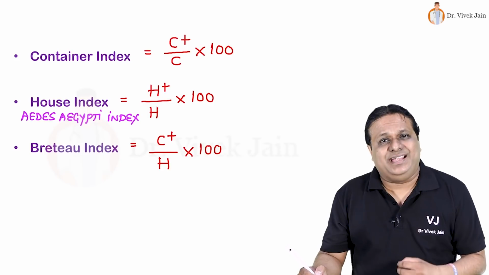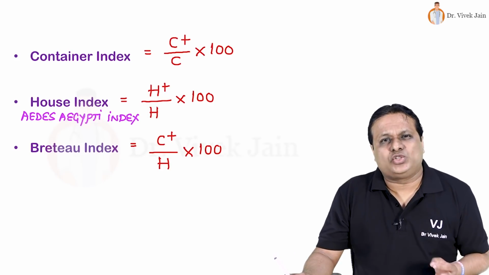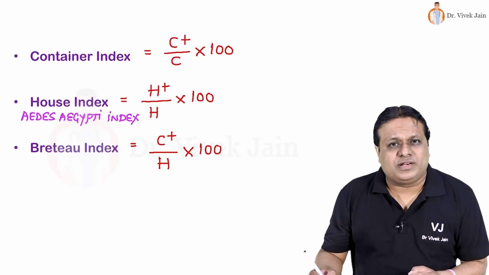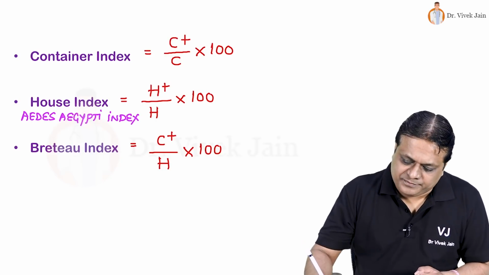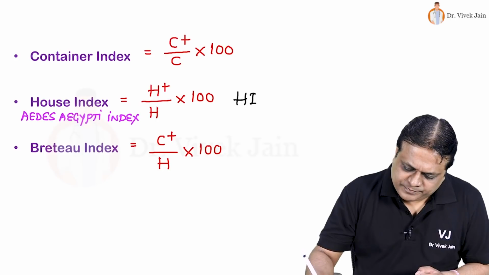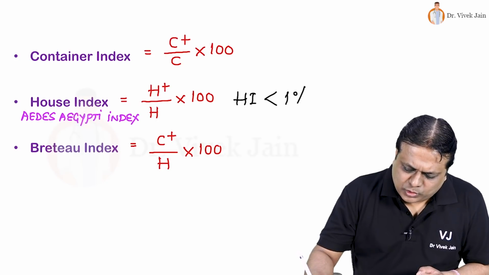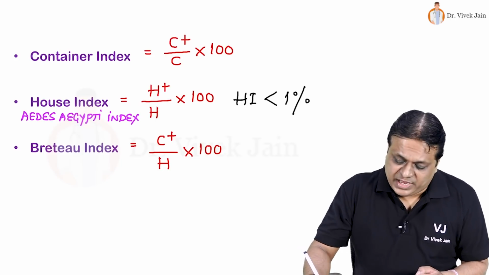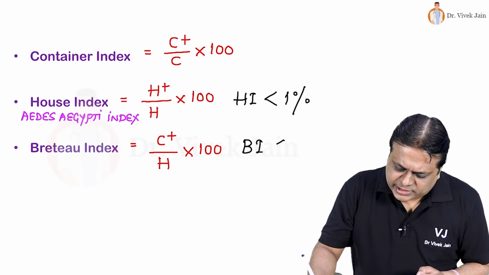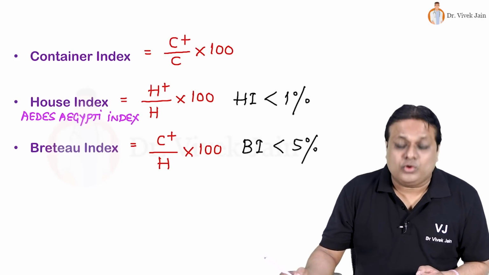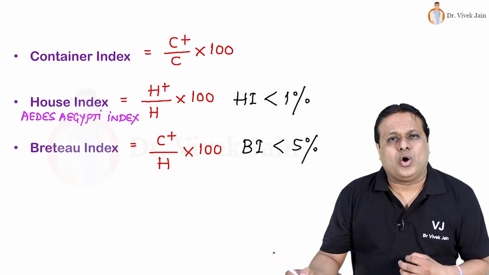Friends, please remember, house index is also known as Aedes aegypti index. When we look at threshold values for prevention and control of dengue and yellow fever, it has been recommended that house index should be kept below 1%, whereas Breteau index should be maintained below 5% in all areas in and around airports.